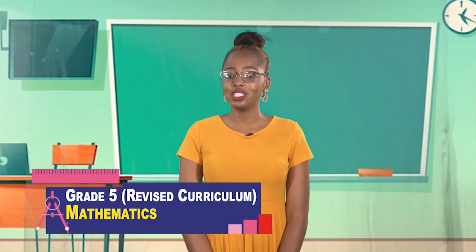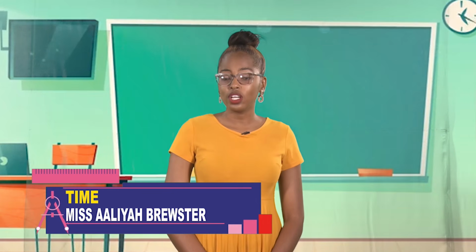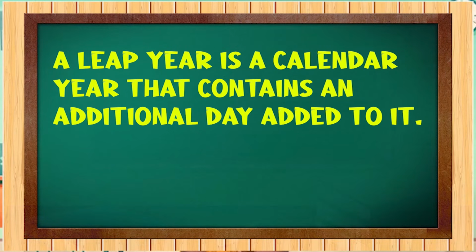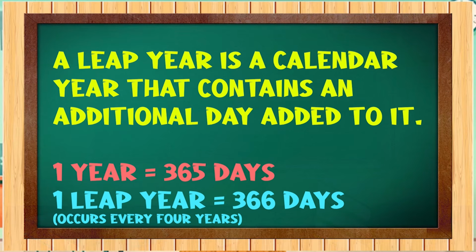Now, February is one exception. That's a special month because on a regular year, February has 28 days. However, if we have a leap year, February would have 29 days. You might be wondering, what is a leap year? Now, a leap year is a calendar year that contains an additional day added to it. So a traditional or a normal year has 365 days. But when we have a leap year, this occurs every 4 years, an extra day is added to February. So instead of having 365 days, we have 366 days when it's a leap year.